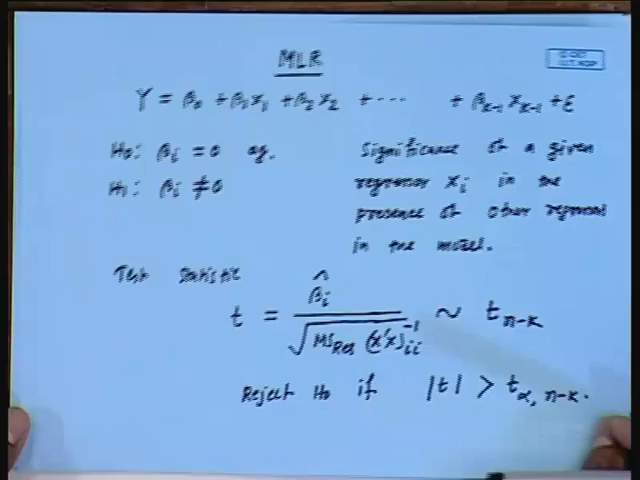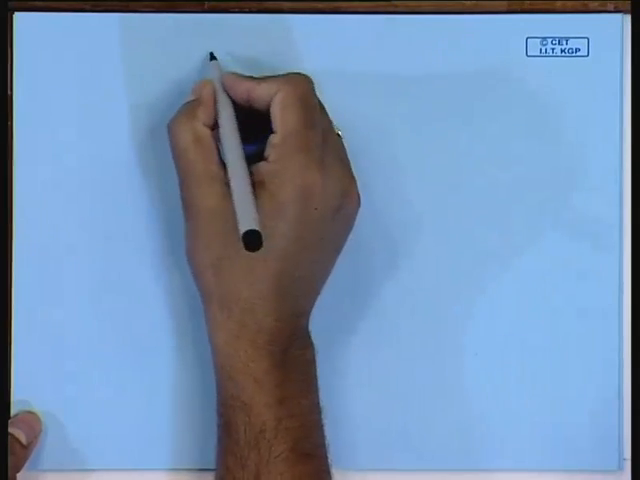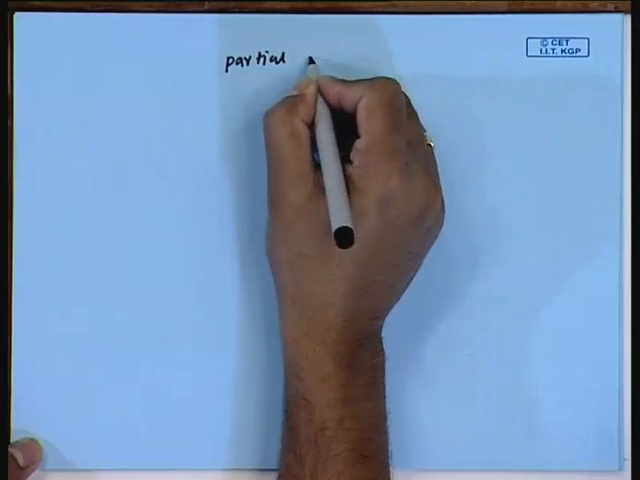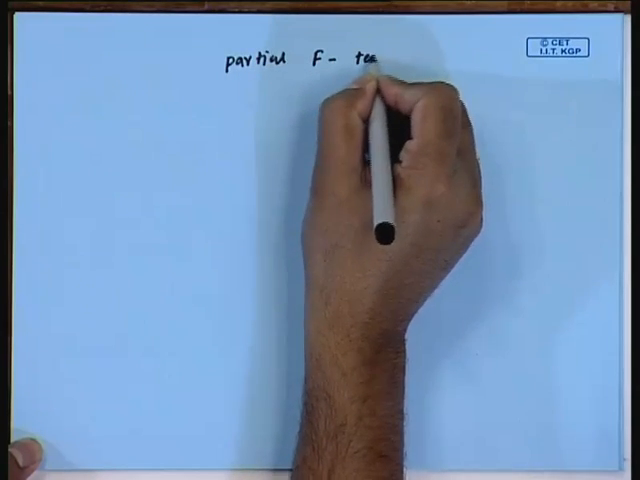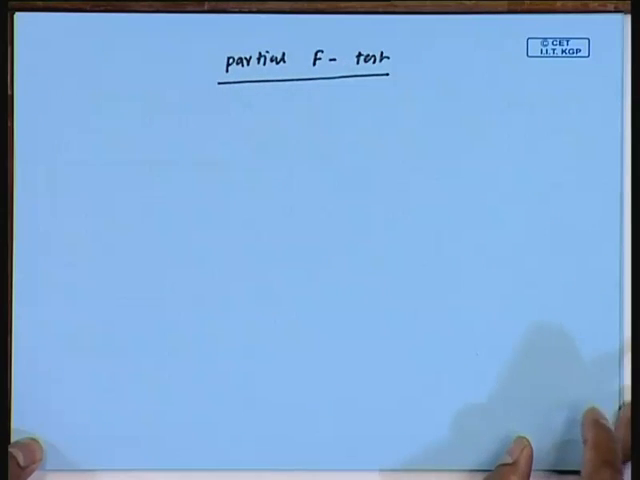Now, this can also be tested using the F statistic, that is the extra sum of square approach. That is called the partial F test, and we will be using this partial F test repeatedly today.